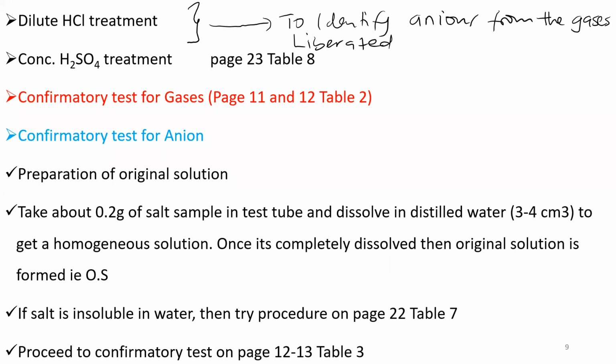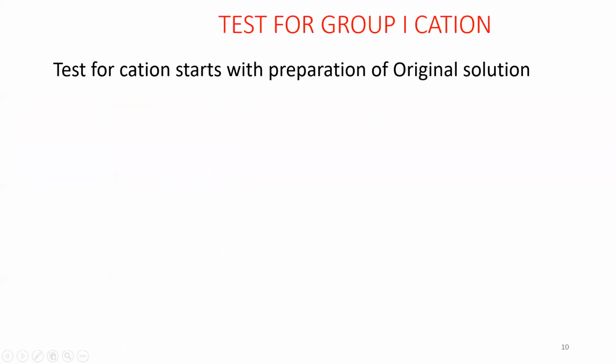If it's not dissolved, we try dilute nitric acid with a fresh pinch of salt. Once we get it dissolved using either dilute HCl or dilute nitric acid, I advise to dilute that solution with water before we carry out the analysis using the original solution. So once we get the original solution out, then we proceed to the confirmatory test for the anion, which can be found on page 12 and 13, table 3.